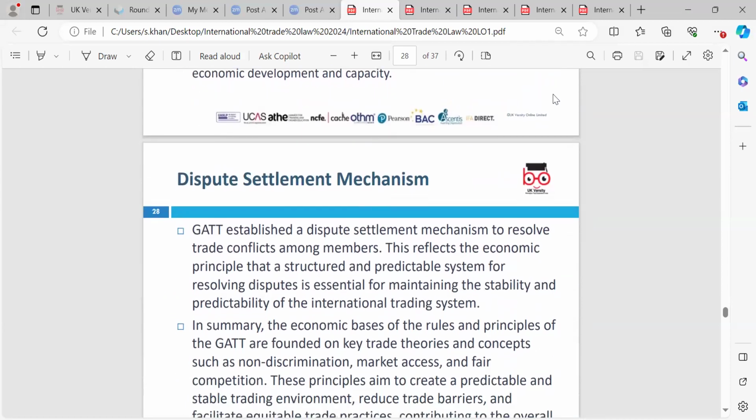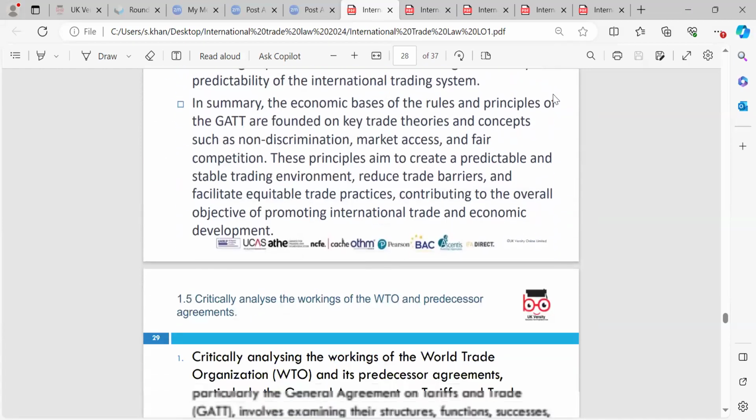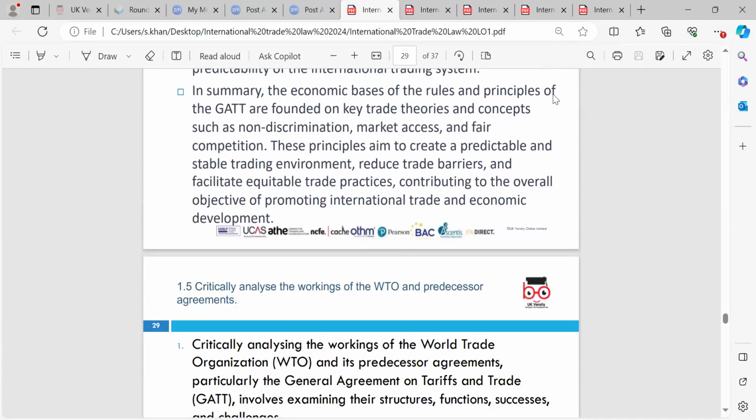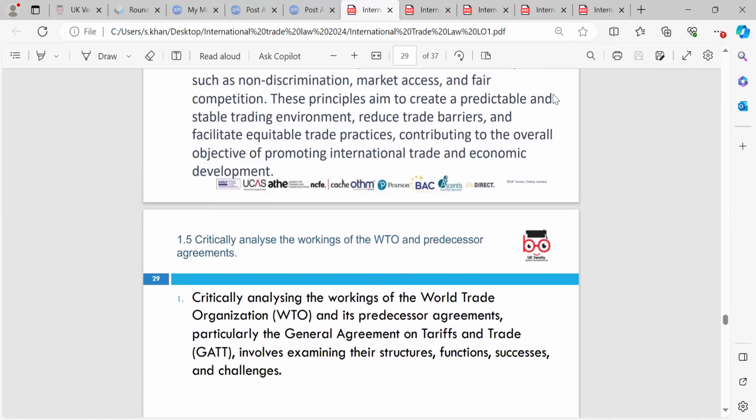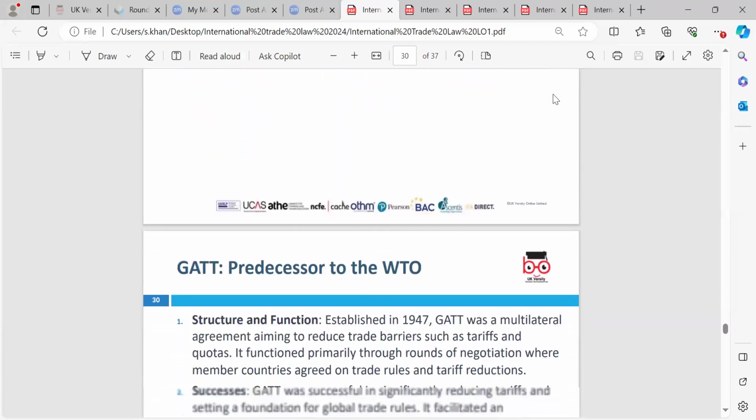We looked at the dispute settlement mechanism to resolve trade disputes among member states, and then we looked at why GATT is so important in regards to reducing trade barriers, stabilizing the trade environment and facilitating trade practices. We then went on to 1.5, which was to critically analyze the workings of the World Trade Organization and predecessor agreements.